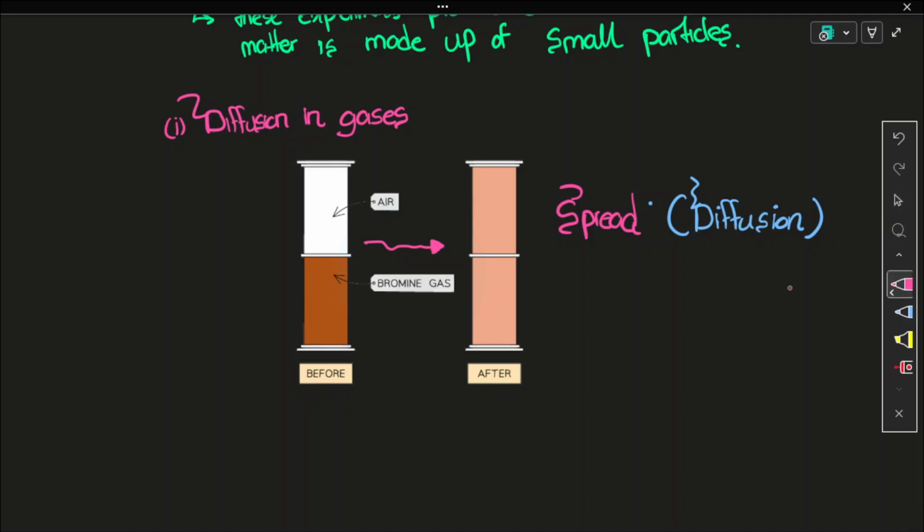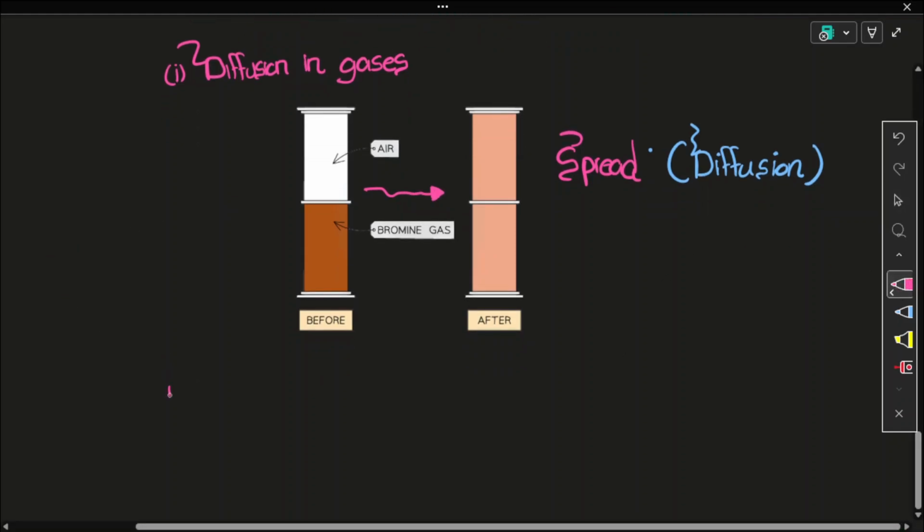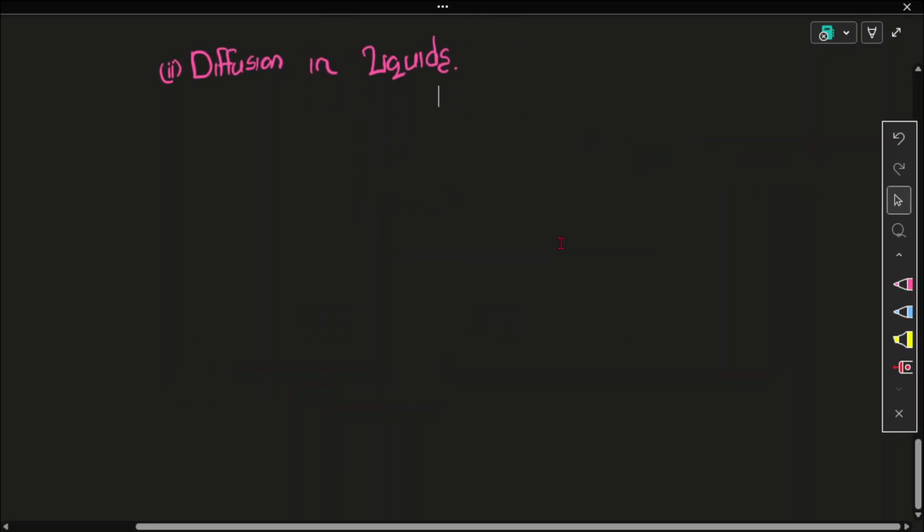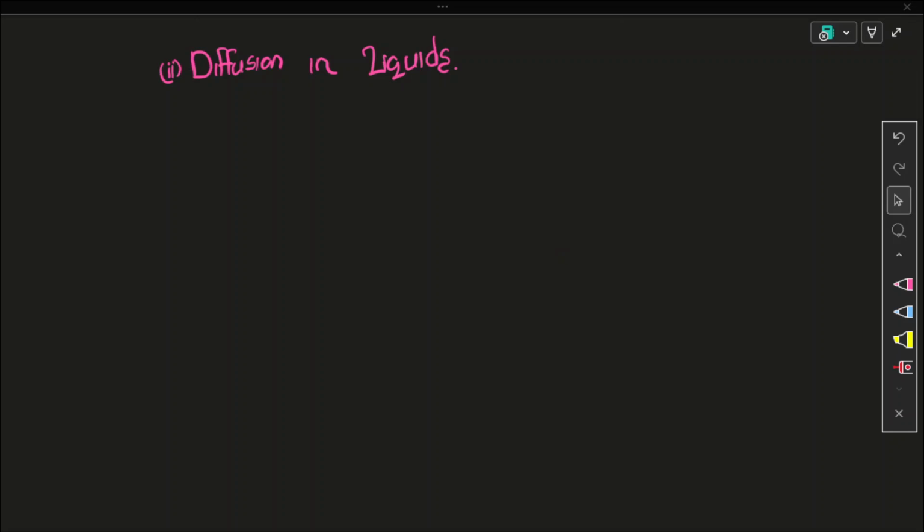Now, honestly speaking, gases aren't the only things that diffuse. You can observe diffusion in liquids as well. So let's see how. Diffusion in liquids. Diffusion in liquids is even more interesting than diffusion in gases. Let's see why. So first of all, let's look at the before type of diagram.